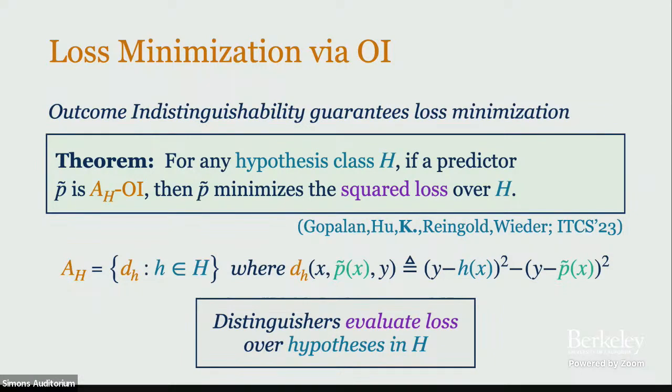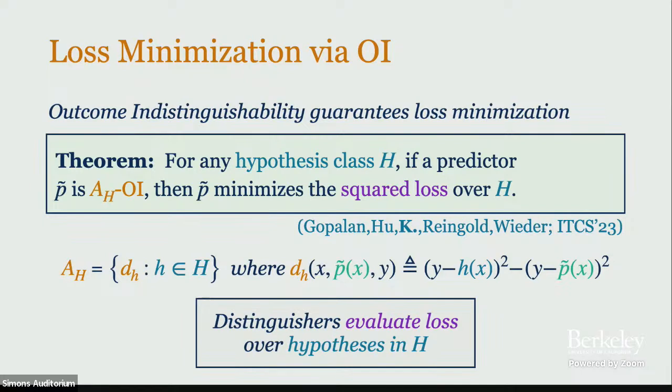This is an instantiation of a family of theorems of this form, but let's look at what these distinguishers are doing. Again, I'm going to take one distinguisher for each hypothesis. What's the distinguisher going to do? It's given an X, it's given a prediction on X, and it's given a Y. What it's going to do is compare the difference in the squared error of Y and the hypothesis and Y and the predicted value. That's what our distinguishers are going to do. They're going to evaluate the losses over the hypotheses in H and over our predictions.